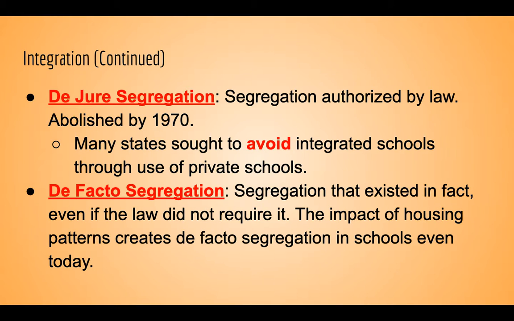We still have what's called de facto segregation, which exists in fact even if the law does not require it. So we can see this through the impact of housing patterns creating de facto segregation in schools even today. Across most of Fairfax County, for instance, you can see changes in population patterns. You can see groups where certain types of individuals live and are going to attend certain schools, and then other schools where the populations are going to be mainly white, because Fairfax County is a fairly wealthy county, and so a lot of the people that live there traditionally have been white.